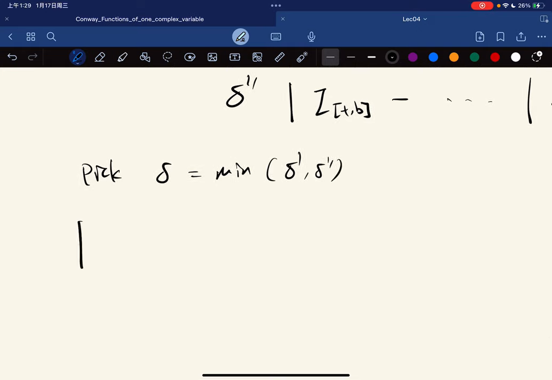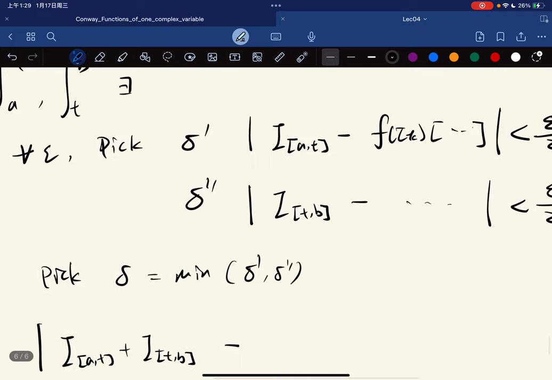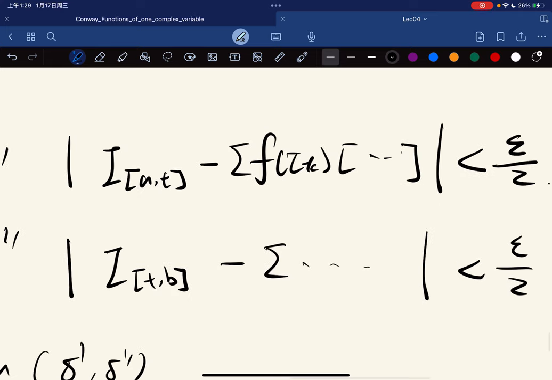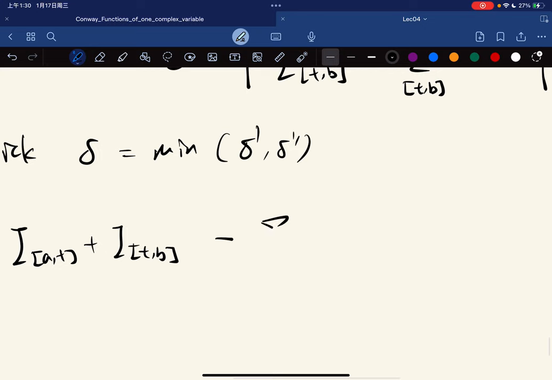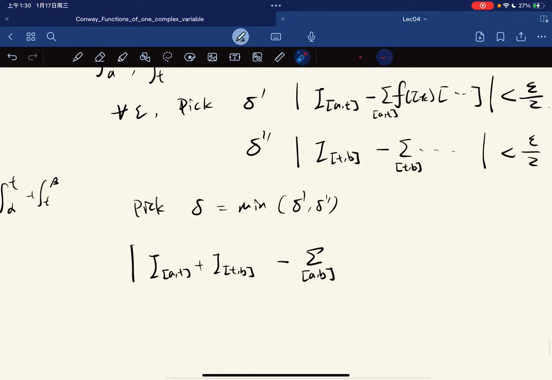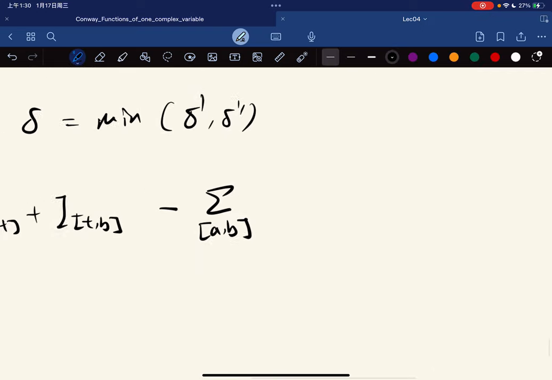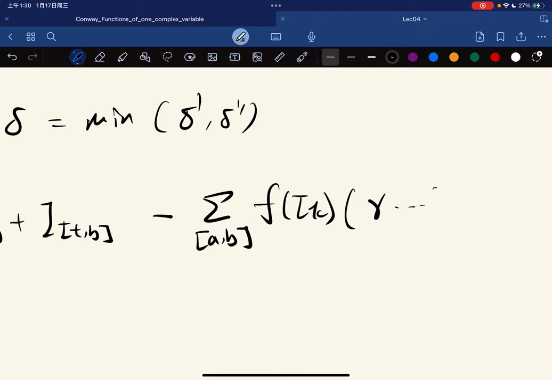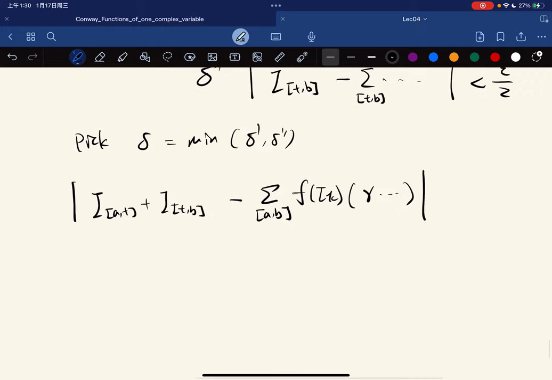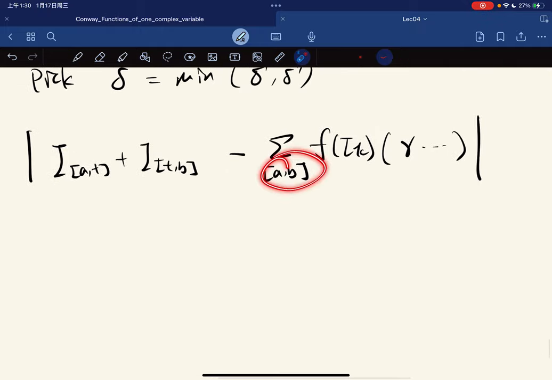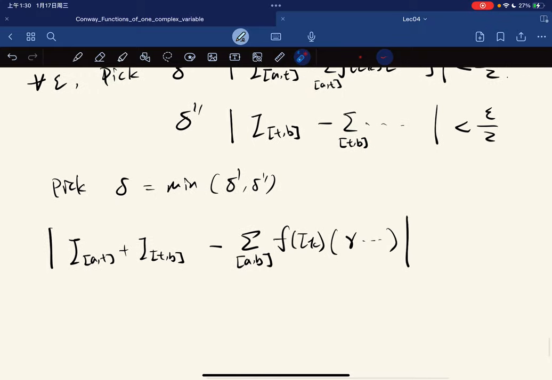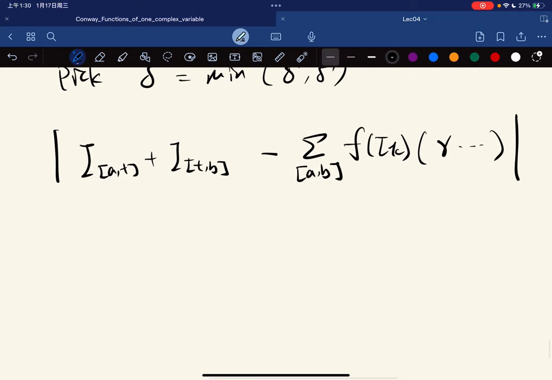And we consider this sum, minus the sum over a to t, minus the sum over t to b, then this is the sum over a to b. We're doing this for any partition having mesh less than delta. Just skip that, it is not important. And here we have tau k, gamma, and so on. So this sum for a to b, we can split it into a to t and t to b. After we split it, we have the triangle inequality.